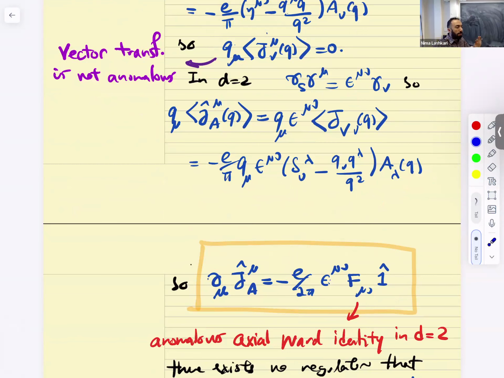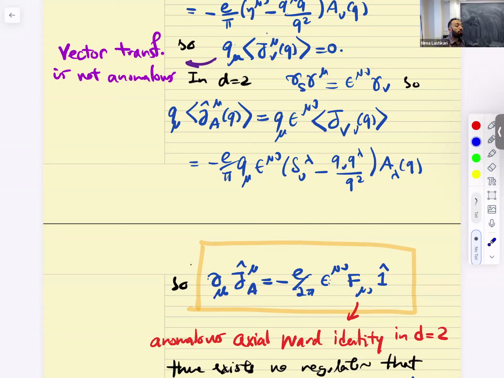Now I want you guys to remember del mu J had dimension D. The right-hand side has to have dimension D. E F mu nu in this notation has dimension D. Just keep track of dimensions. Now, maybe I'll comment on this later. So this is in 2 dimensions. We're doing this calculation in d equals 2, and we found that del mu J mu is like E F mu nu in terms of dimension counting.